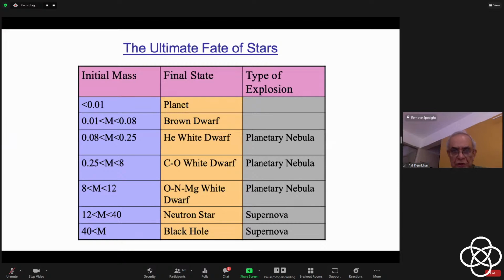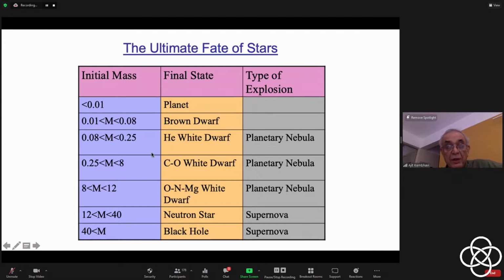So when the mass of the aggregate is less than 0.01 solar masses, it can never form a star. Why can it not form a star? Because the temperature at the center is never enough for nuclear fusion to be set off. In fact, it forms what is known as a planet; a Jupiter would be something like this. Then in the next range, you form what is known as a brown dwarf.